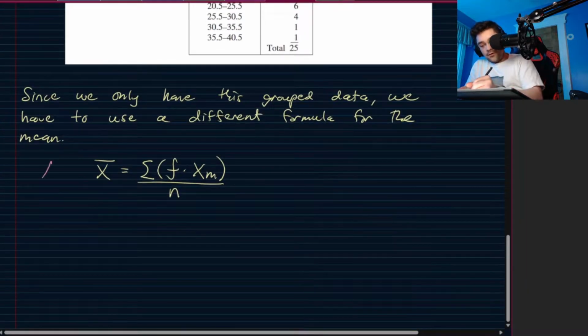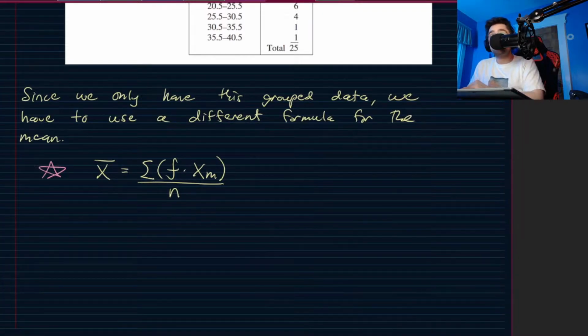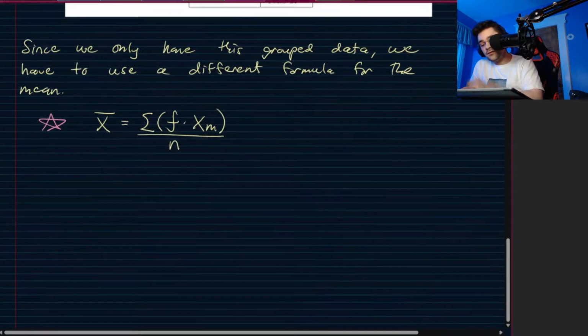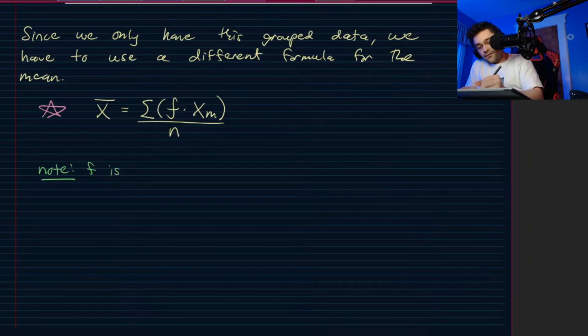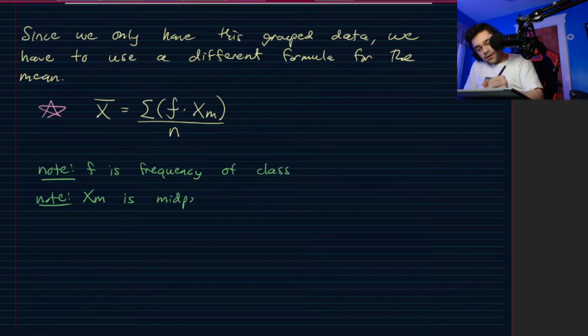So another formula you want to know, there's going to be a lot. It's kind of just the nature of statistics. You have to have formulas. You have to memorize formulas. So in this case, let me write a note here. F is frequency of class. And x sub m is the midpoint of the class.